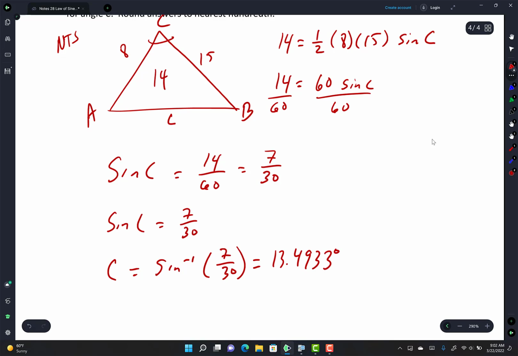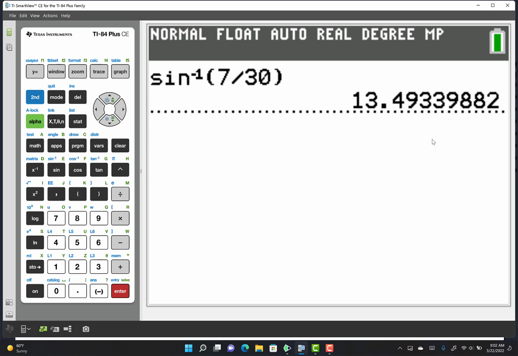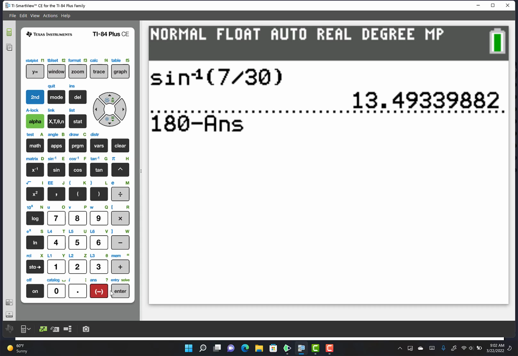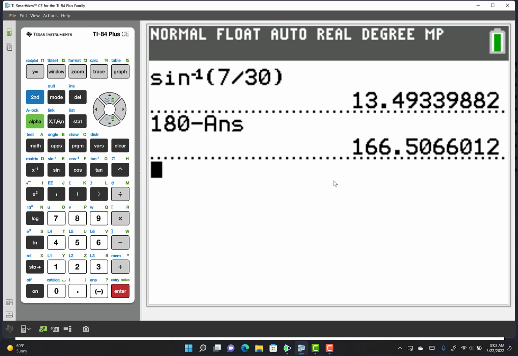Because they didn't give us the other two angles, angle A or angle B, I could also have another one. What else could I have? Take that answer that you got there and subtract it from 180. 180 minus the first answer gives the second answer. And don't worry, we'll prove it right now. 166.5066.